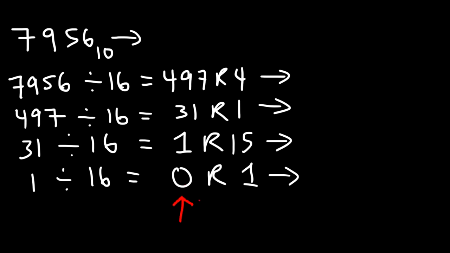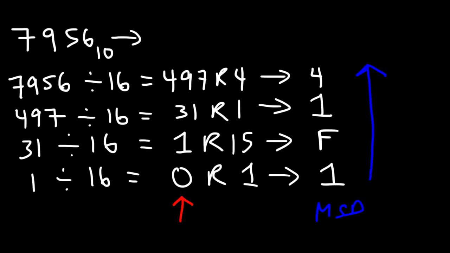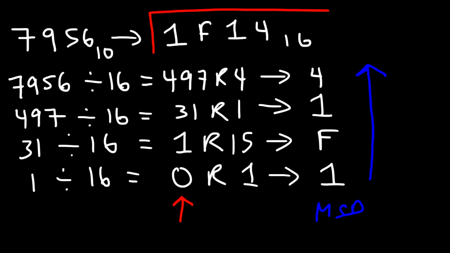And you need to get a 0 here before you could finish. So a remainder of 1. 1 corresponds to 1. 15 corresponds to F. 1 corresponds to 1. And 4 corresponds to 4. So writing it from the most significant digit to the least significant digit, it's going to be 1F14 base 16. And so this is the answer.